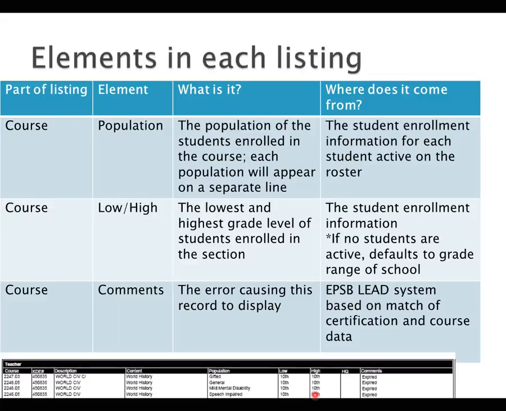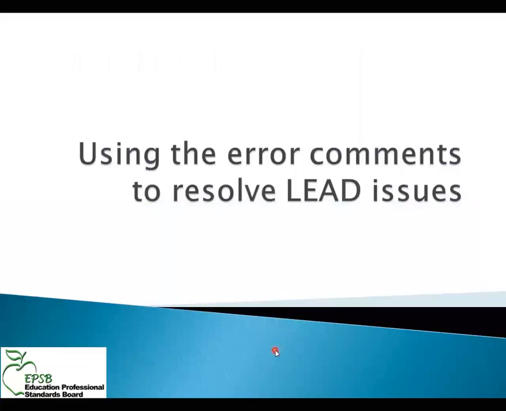And finally, the last column that we'll take a look at is the comments. And this is what you want to look for in your lead report. The comments tell you what the problem is. And this comes from the EPSB lead system based on matchups of the certification of the teacher and the course data as reported out of Infinite Campus. So what do each of the comments mean? That's what we're going to take a look at next. And this will be the new section in your lead manual as well.